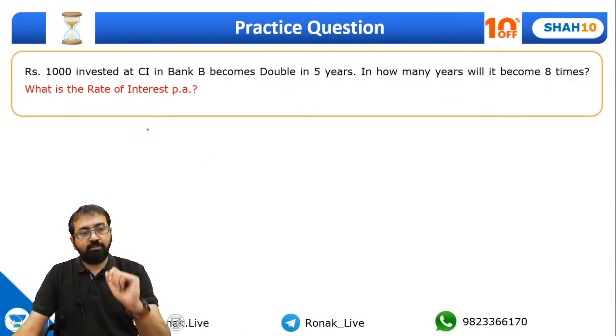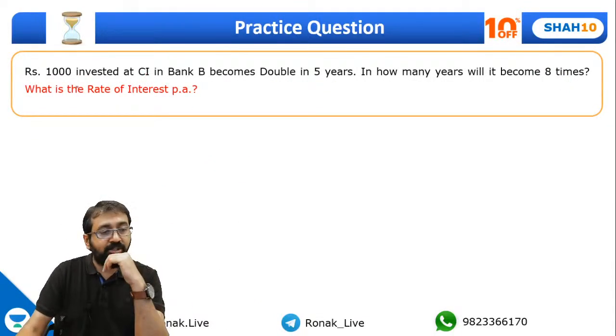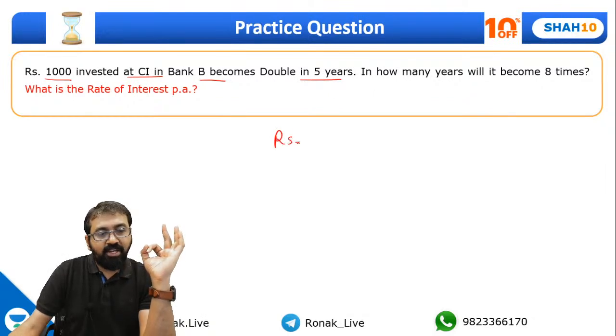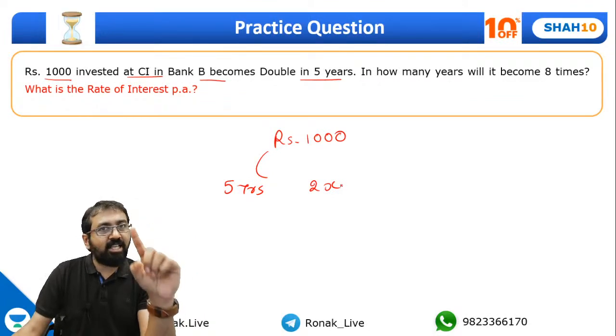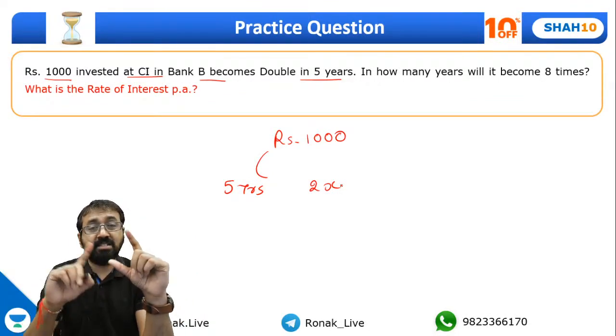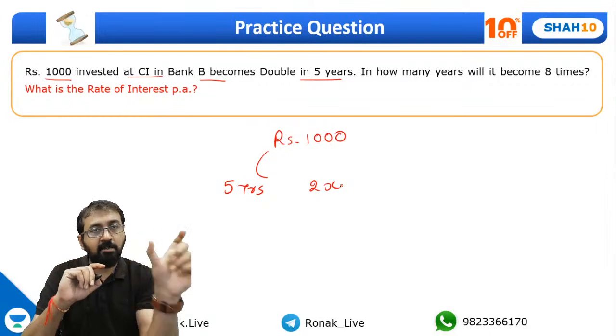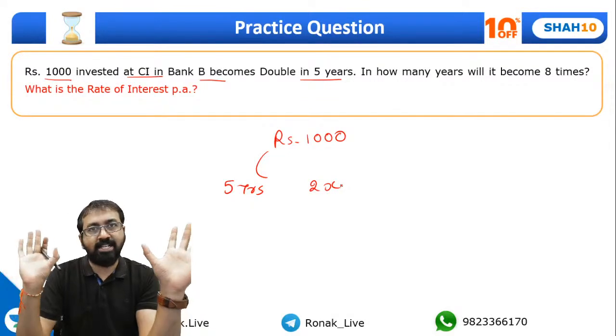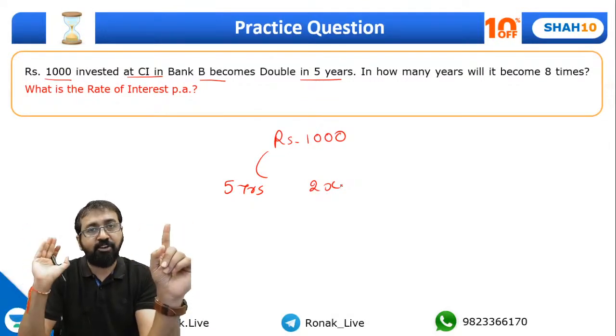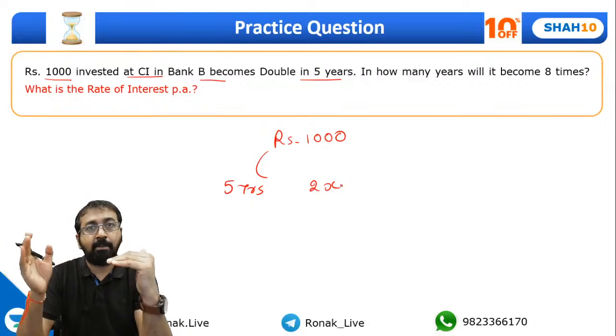Fine. Now let's look at one more similar variety question, but of compound interest. Rupees 1000 invested at CI in a bank B doubles itself in 5 years. If I invest rupees 1000 or X, whatever you take, in 5 years it is becoming double, that is 2x. Now please understand, in case of compound interest, the interest doesn't remain the same for the same period. In simple interest, if you are getting X rupees interest for 5 years, for every 5 years we'll get X rupees interest, or in 1 year we'll get X by 5 interest. But in compound interest, it doesn't happen that way.